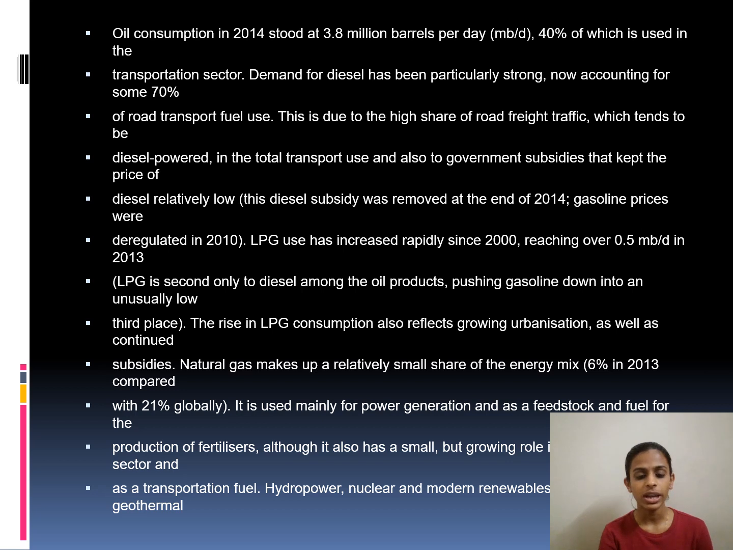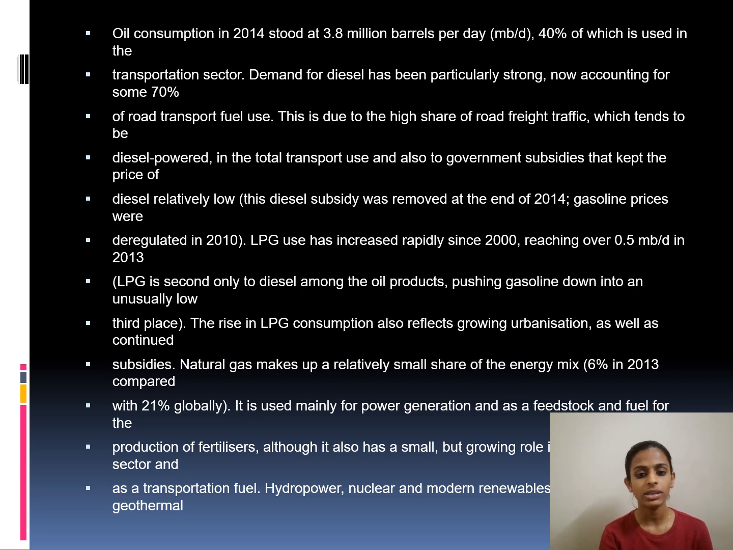Deregulated in 2010, LPG use has increased rapidly since 2000, reaching over 0.5 mb/d in 2013. LPG is second only to diesel among the oil products, pushing gasoline down into an unusually low third place. The rise in LPG consumption also reflects growing urbanization as well as continued subsidies.